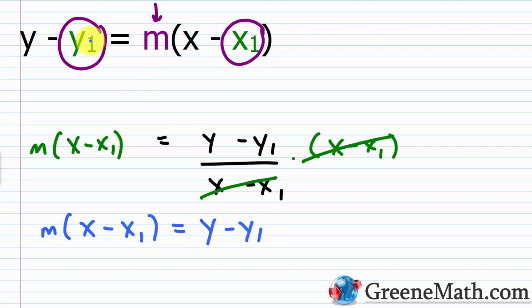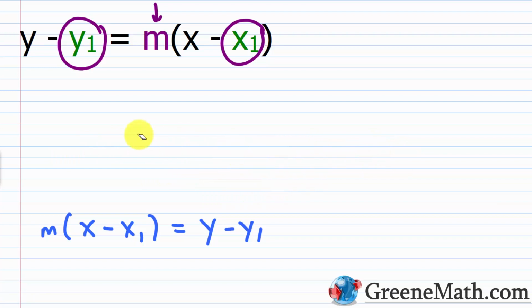Okay, it's exactly what we have here. It's just in a different order. I can erase this and flip this around. It makes no difference. I can say y minus y sub 1 is equal to m times the quantity x minus x sub 1. Okay, so this came straight from the slope formula.